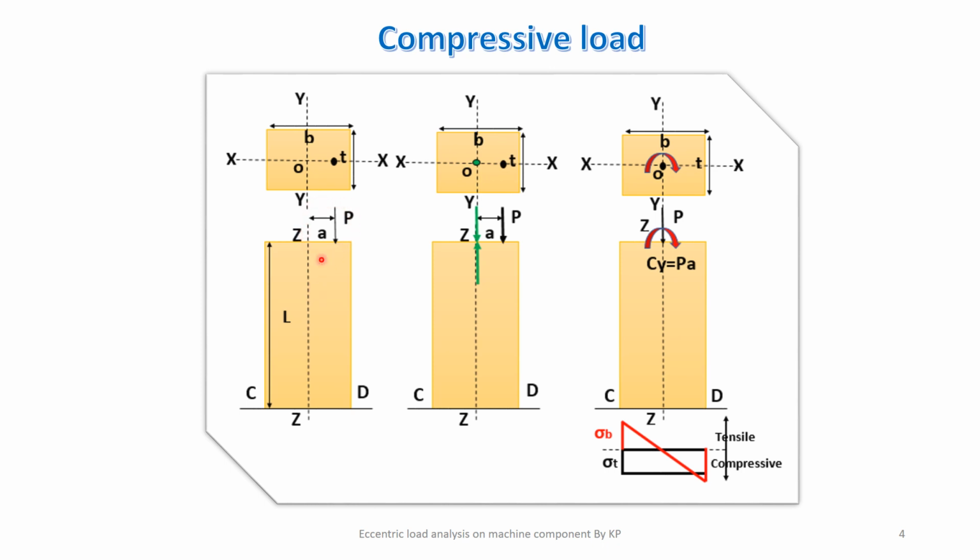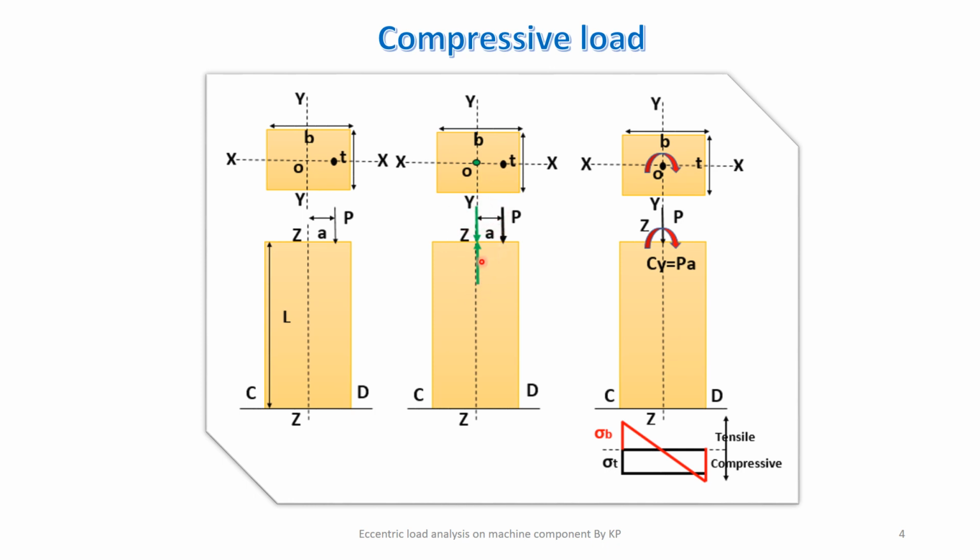To consider the effect of this force, at the center we apply two forces which are equal and opposite. In this diagram it is shown in green color. This force is acting in the down direction and this force is acting in the up direction. These two forces are equal and opposite to each other, so they nullify the effect of each other. So again, the first diagram and the second diagram are the same, and the effect of the applied load on the stresses at C and D remains the same, because these two forces nullify the effect of each other.